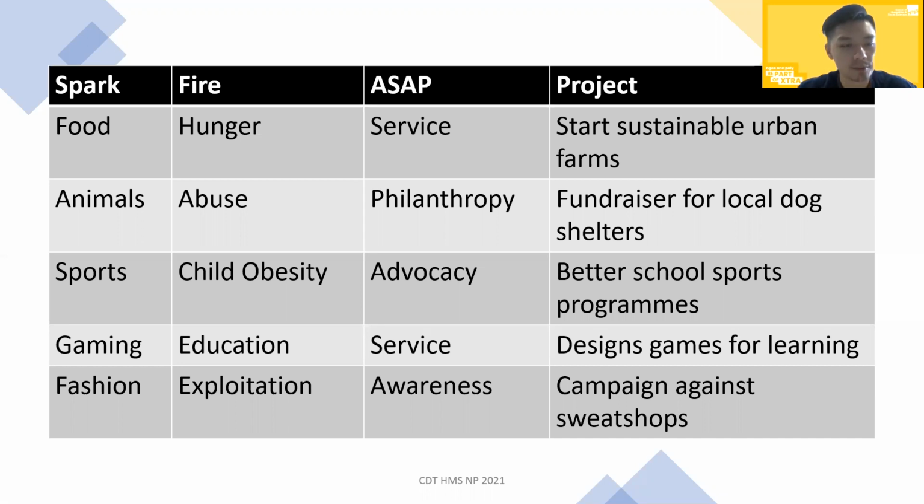Maybe we'll look at one more example. Let's look at the last row, where your spark or interest could be in fashion, and you feel that the issue that you're worried about is exploitation. It could be child labor in overseas countries, and the ASAP element could be creating awareness. So you can actually create an online campaign to raise awareness against factories that are exploiting child labor to create fashion apparel.